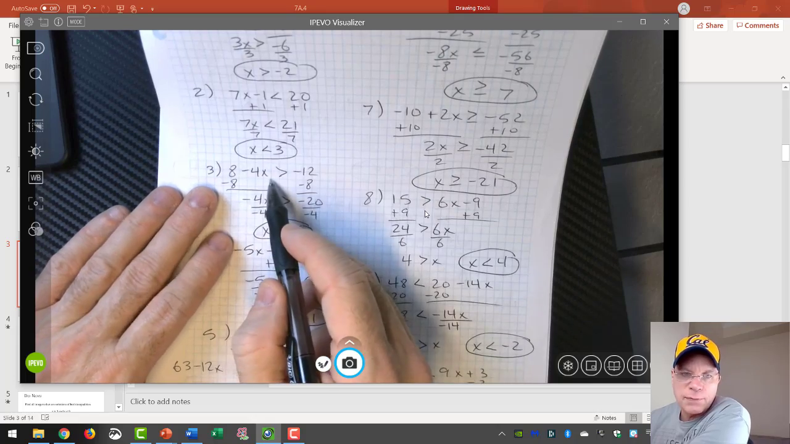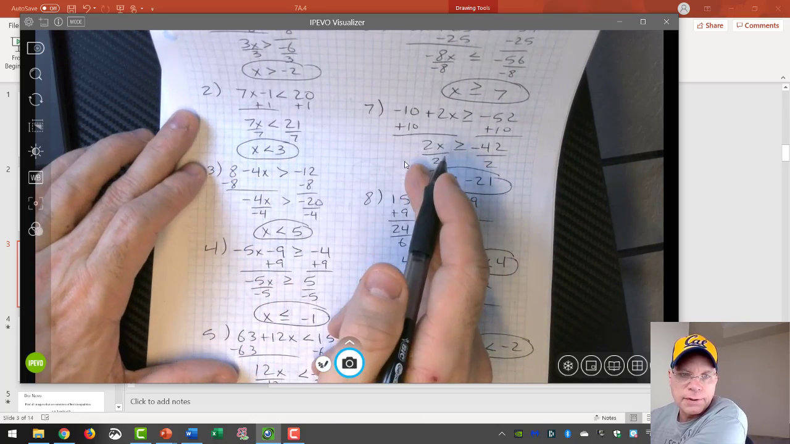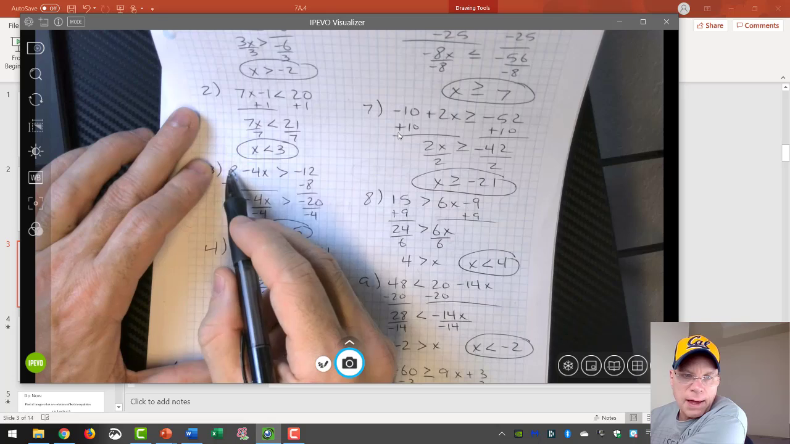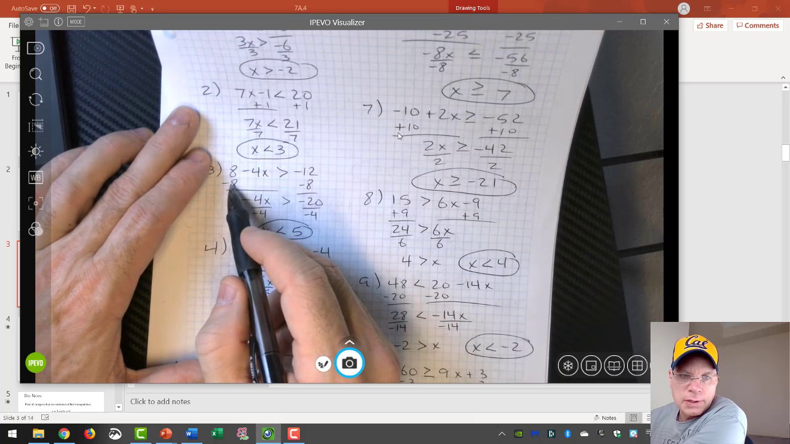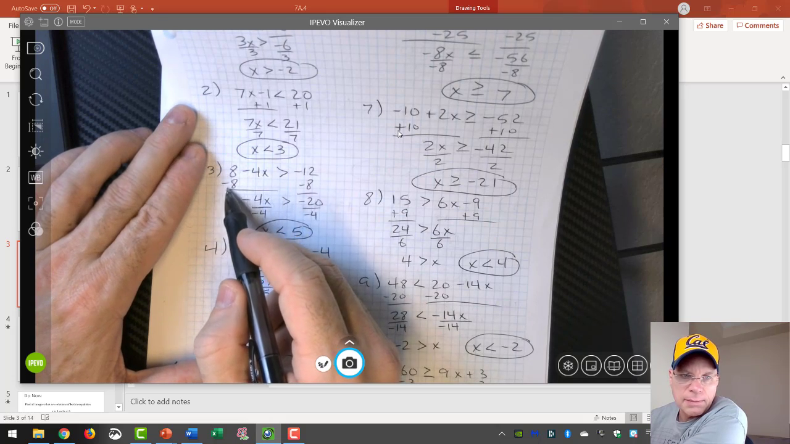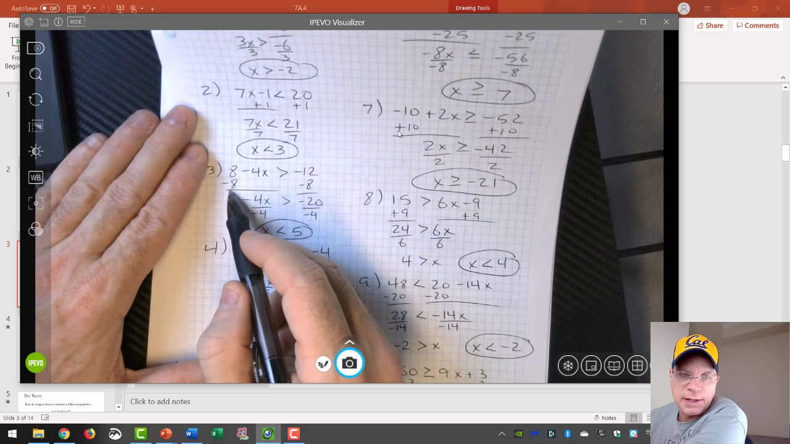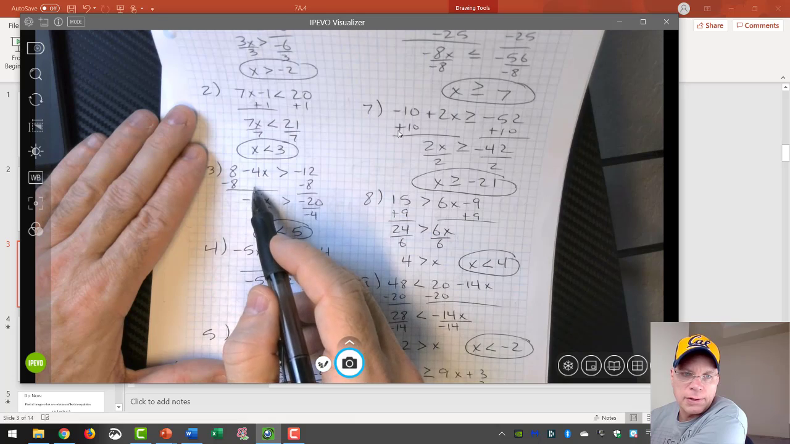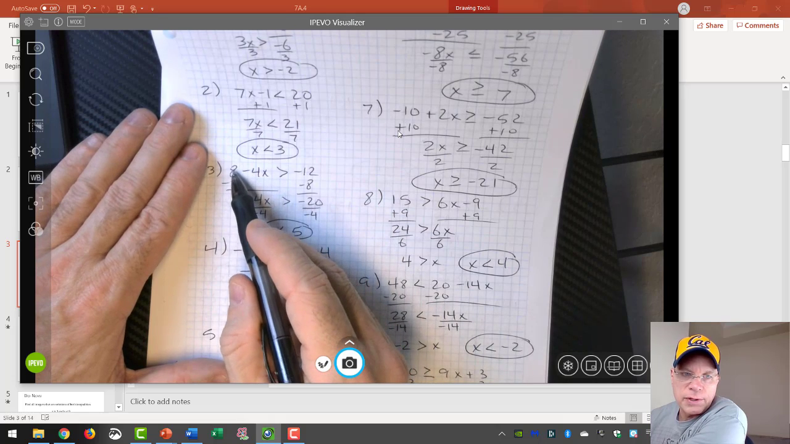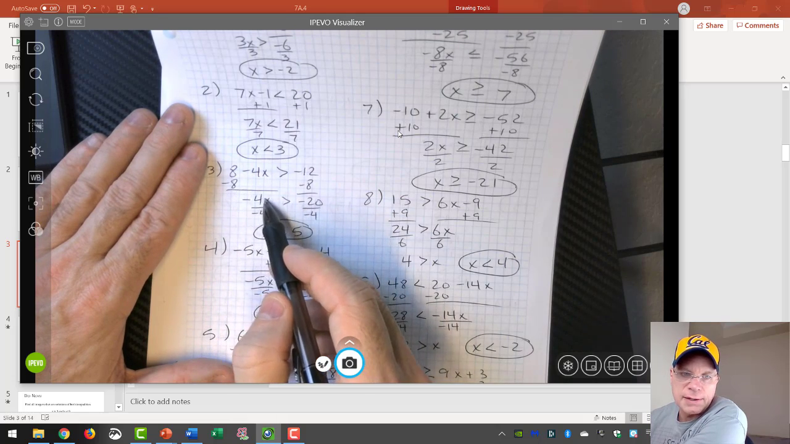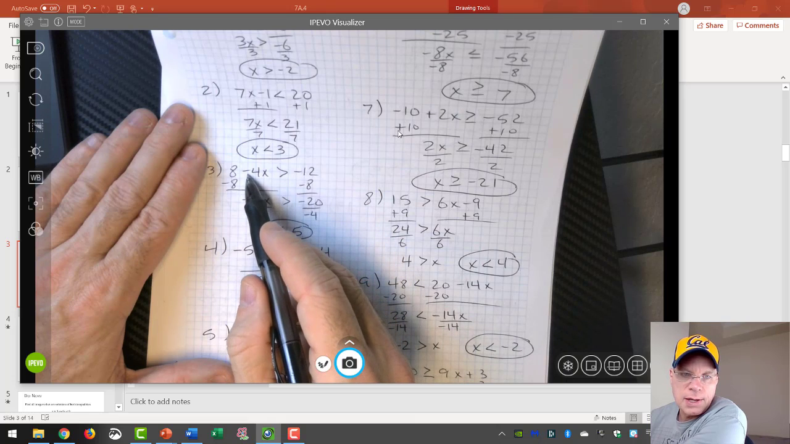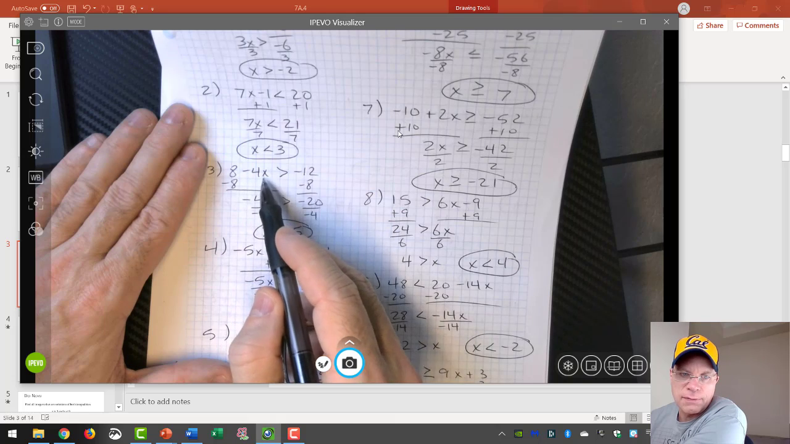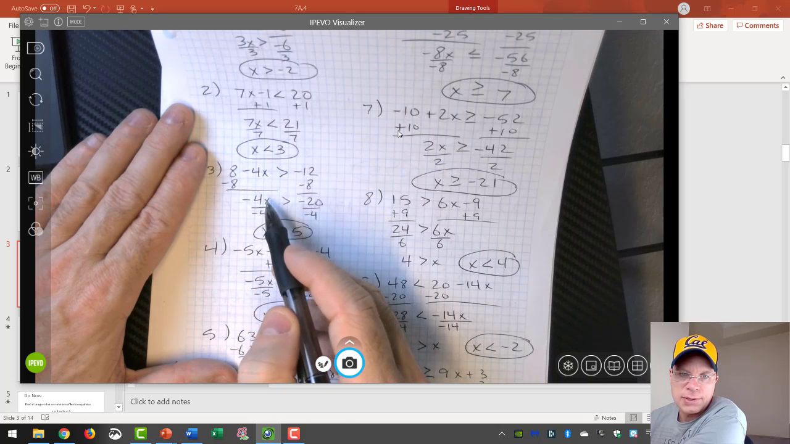Number 3, 8 minus 4x is greater than negative 12. Now the constant term is shown first. That's no problem. I get rid of 8 by subtracting 8 or by adding negative 8 because 8 minus 8 is 0. But the tricky part here, the part that gets a lot of students, is when you get rid of this constant term, you still have negative 4x. You don't have 4x because we were subtracting 4x, and that's the same as adding the opposite of 4x, which of course is negative 4x.